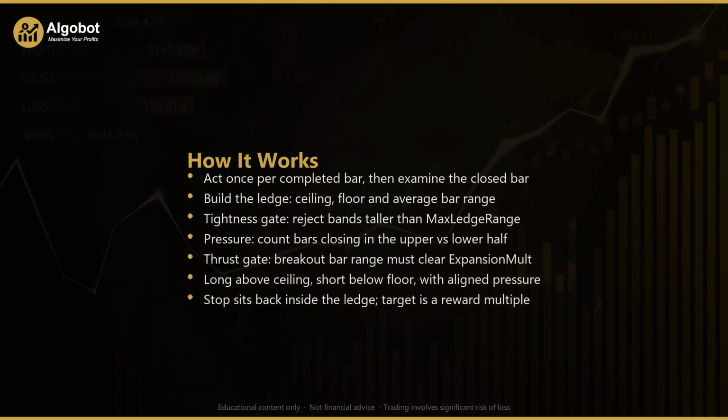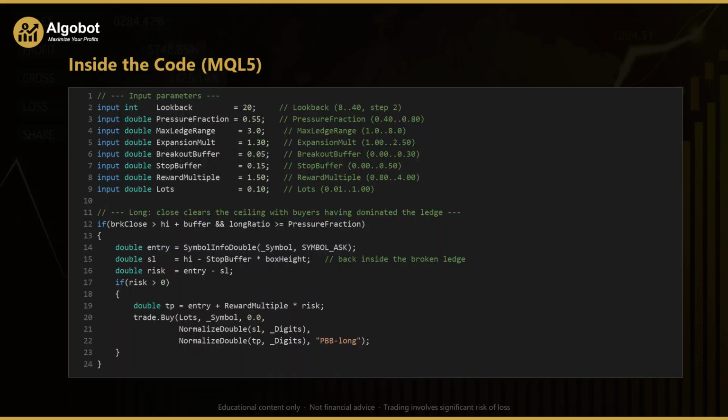The stop is placed back inside the broken ledge, just under the ceiling by the stop buffer fraction of the box height. The risk is the distance from entry to stop, and the take profit is set at the reward multiple times that risk. The short side mirrors this exactly. Only one position per magic number is allowed at a time, so the stop and target manage each trade to completion. Let's read through the code you see on screen, just as we would in MetaEditor.